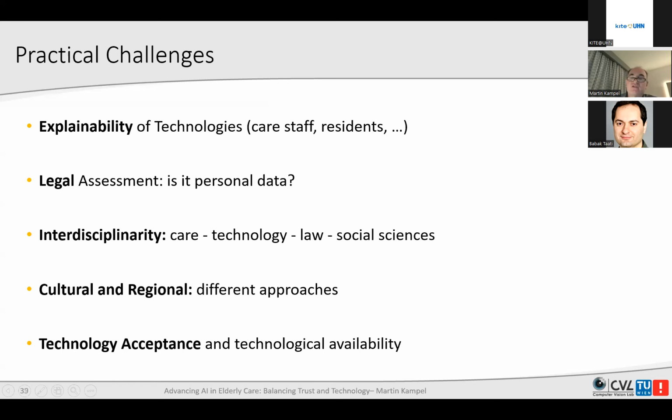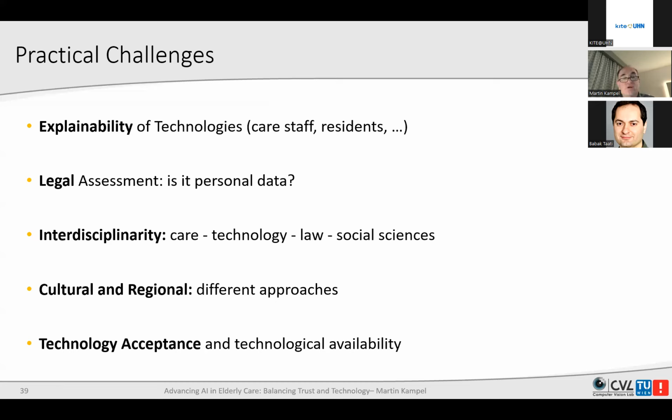There are very practical challenges, for example the explainability of technologies. How do we explain it? We went to care facilities and did various things to explain or show or raise some interest in technologies, and there were very diverse reactions. Then legal assessment. This is a very strong question when managers decide to buy such solutions. One of the main questions is: is it personal data? I'm referring to range data or thermal data. Can you identify persons or not?